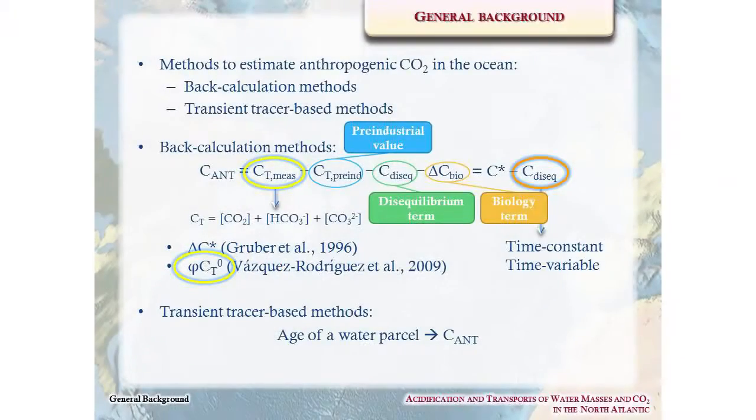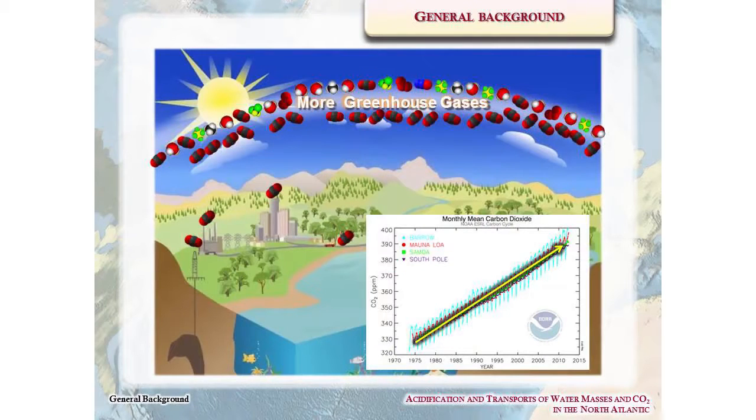Fundamentally, the back calculation methods are the delta C star and the variations thereof, such as the PCT0 methods. There are other methods of back calculation, but these are the main ones. And the main difference between both is the treatment of this disequilibrium term. The delta C star method assumes a disequilibrium term that is constant over time, while the PCT0 method takes into account the temporal rise in the concentration of atmospheric CO2 and hence the warming related to this greenhouse gas.